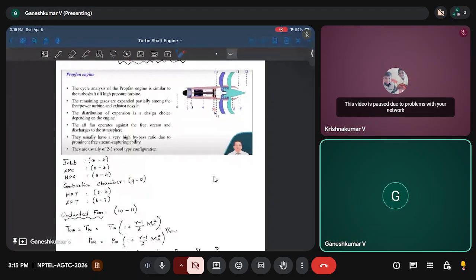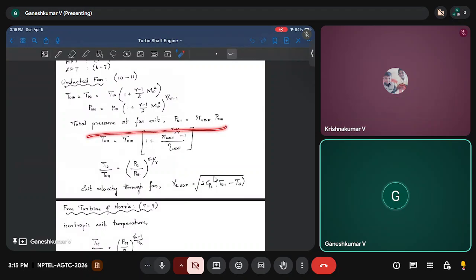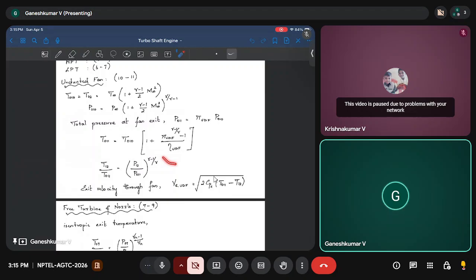And the remaining is the unducted fan. Across the unducted fan, you may need to find out the total temperature change. This is from the fan calculations. You already know the total pressure at the fan exit is given. The unducted fan pressure ratio will be given, and the efficiency of the unducted fan is also given. Based on that, you can find the temperature from the inlet of the unducted fan to the exit of the unducted fan. Inlet is simply the free stream pressure and temperature. Exit is based on the pressure ratio across the unducted fan.